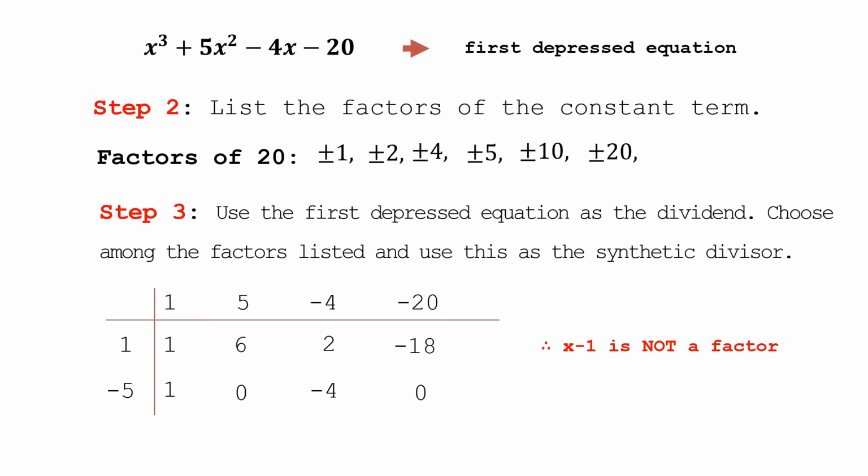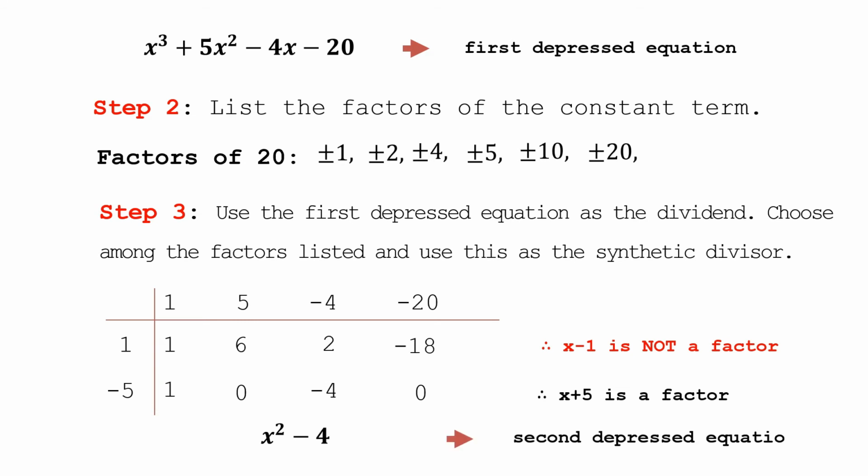Now our remainder is equal to 0. That means x plus 5 is a factor of our first depressed equation. Now that we were able to get the second factor, which is x plus 5, let us now write 1, 0, and negative 4 as our second depressed equation. So we have x raised to 2 minus 4. Now we will be using the second depressed equation to get the other factors.